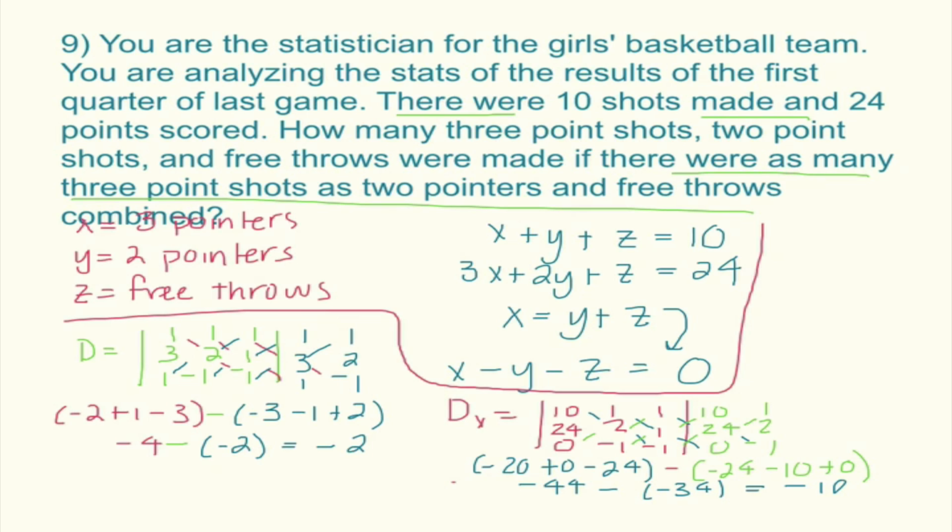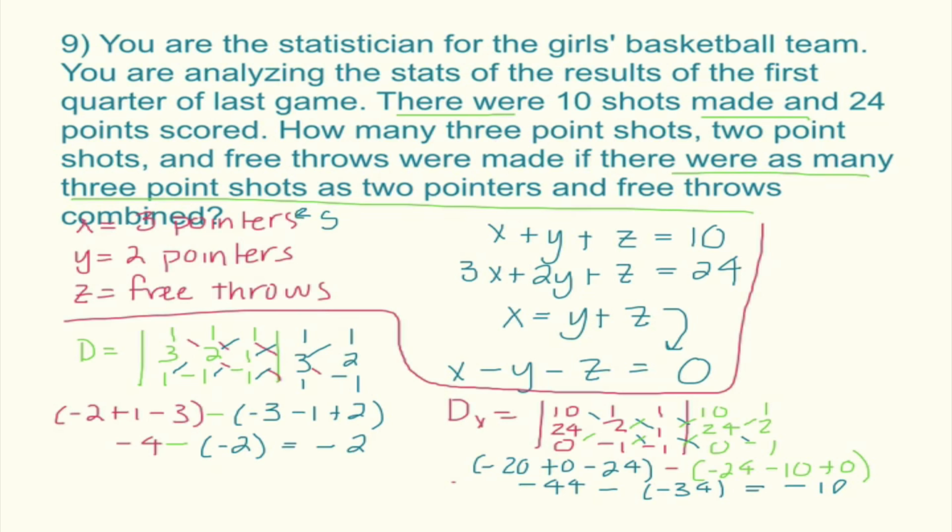So what that tells me right away is that I have negative 10 divided by negative 2, which is 5. So that's telling me that we made 5 3-pointers. Okay, and I'm going to write out my answer better later.